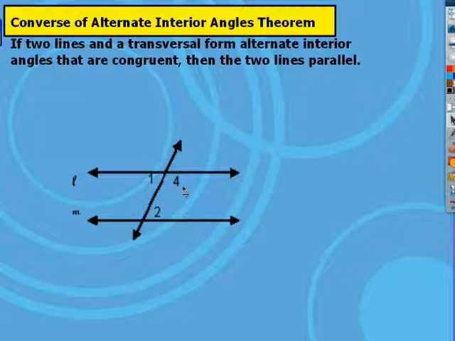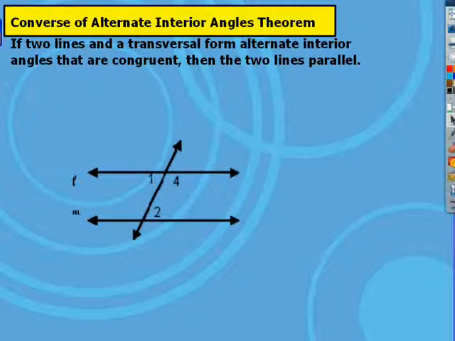Okay, the next converse is about alternate interior angles. Copy everything down you see, including the diagram. So the converse of the alternate interior angles theorem says if two lines and a transversal form alternate interior angles that are congruent, then the two lines are parallel.